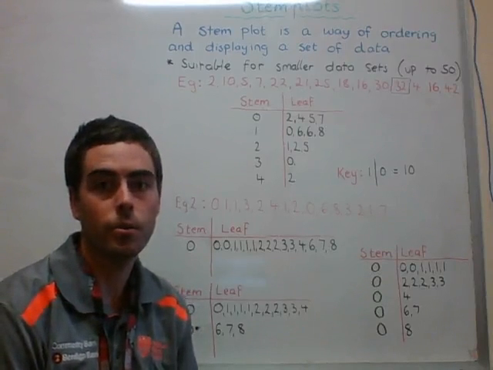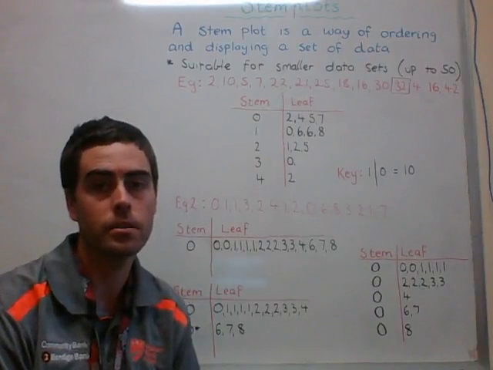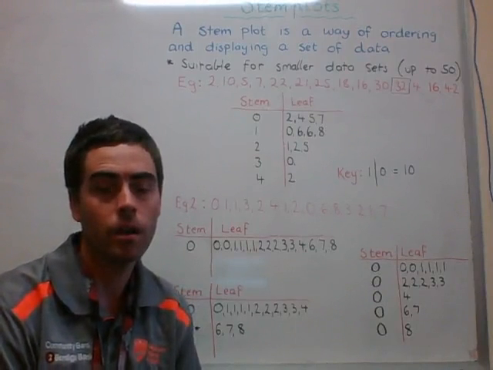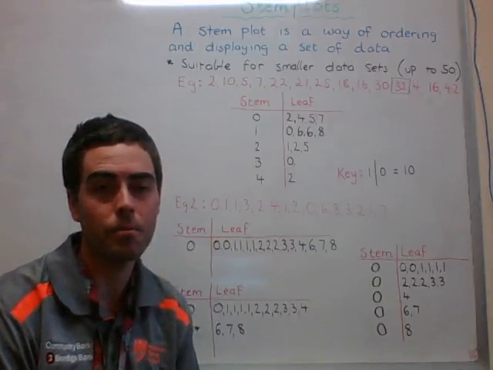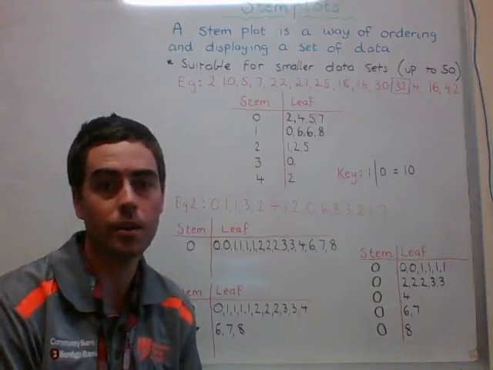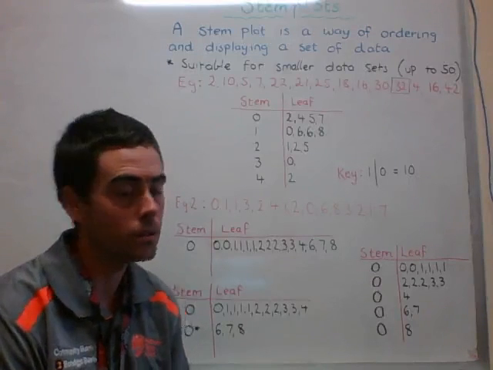In this further maths video, we'll be looking at stem plots. A stem plot is a way of ordering and displaying a set of data. It's suitable for smaller sets of data up to about 50, and the main reason for that is all the raw data is kept.